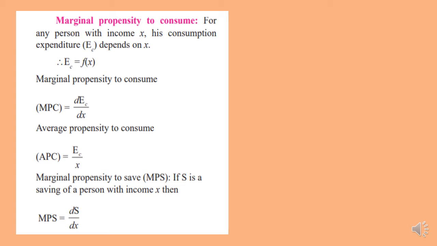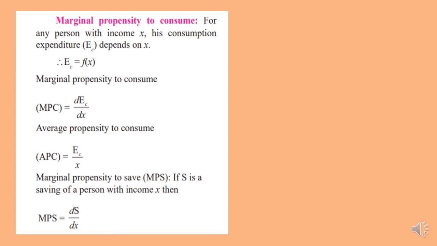Now, for any person with income X, suppose his consumption expenditure is EC. This is the amount that he is spending, that is his consumption. Then it depends upon X, it depends upon his income. So we say that EC is a function of X. That is, expenditure is a function of income.